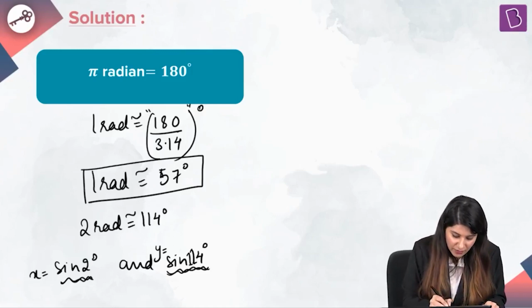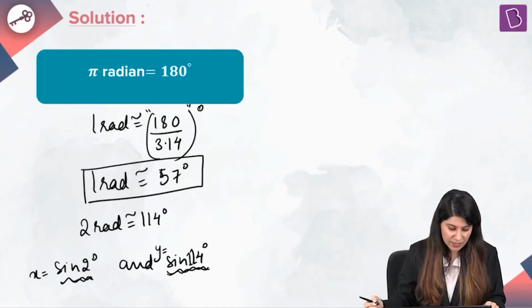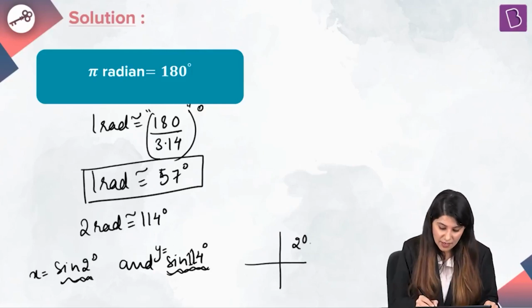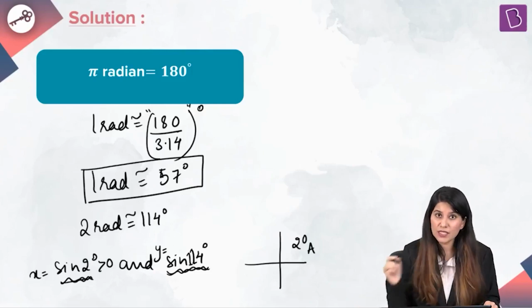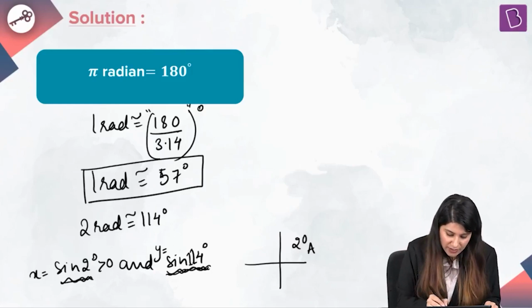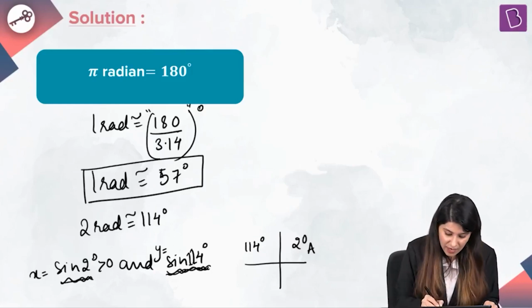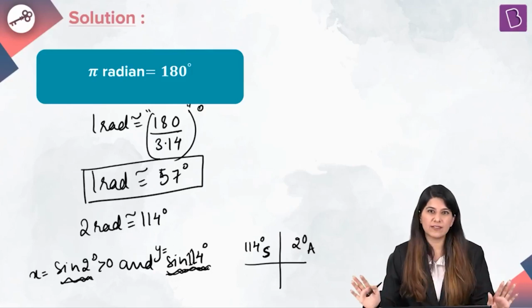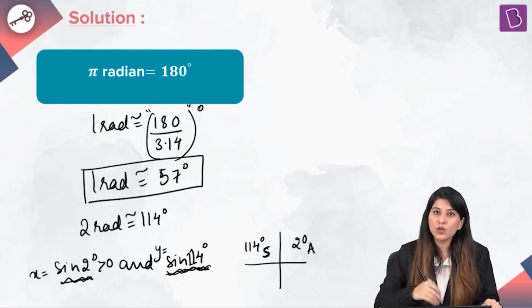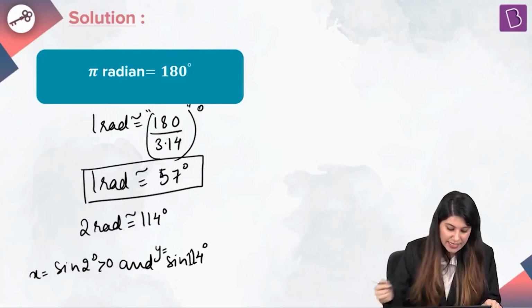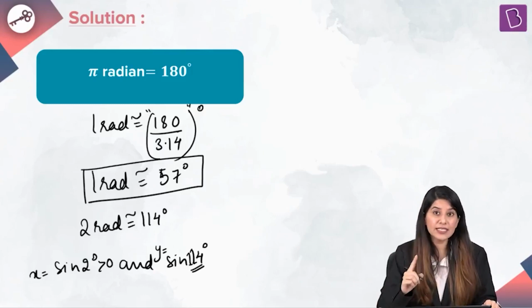So let's check whether sine 2 degree is positive or negative. If I talk about the 4 quadrants, 2 degree lies in the first quadrant. That means all the ratios are positive. This gives me sine 2 is positive, x is positive. Let's talk about 114 degrees. 114 degree lies in the second quadrant. That gives me sine positive again. So both are positive. We are not this lucky this time. Both are positive. That means we need to do some extra thing over here. What is that extra thing?